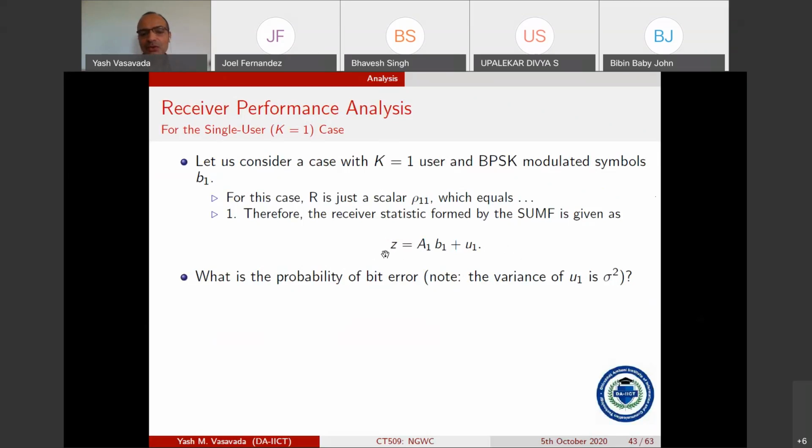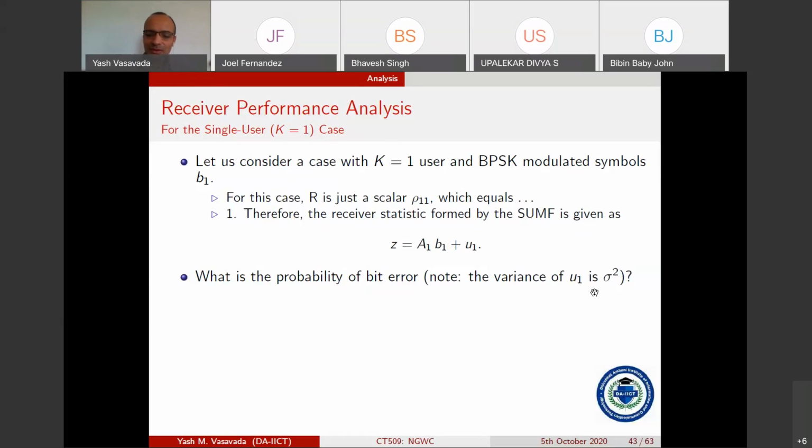And whenever that PDF goes on the other side of 0, that is where the error will happen. So the bit error probability is the integration of the PDF on the wrong side of the decision boundary. It is given as Q function of. The answer is dependent only on A1 and sigma. Q of sigma square upon 2A1.